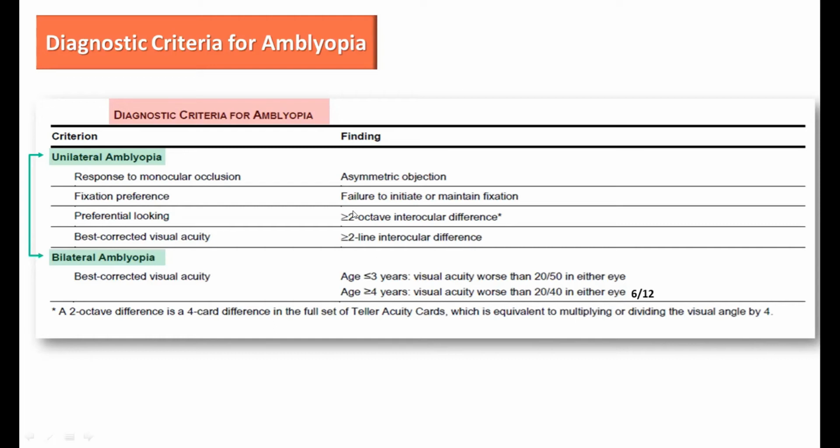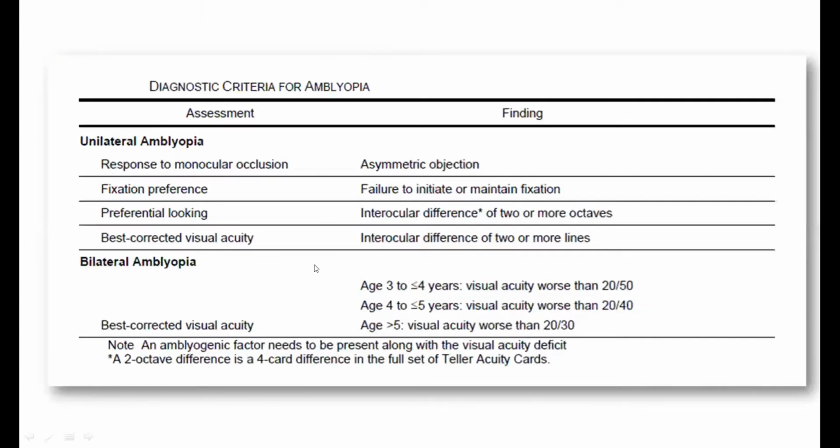So I mentioned this table again from the American Academy last time, but actually this is the old version. We have the updated version here, or the latest table here. They added one row here for bilateral amblyopia. So if we have an age more than 5 years, we can diagnose bilateral amblyopia if the best corrected visual acuity is worse than 20/30.